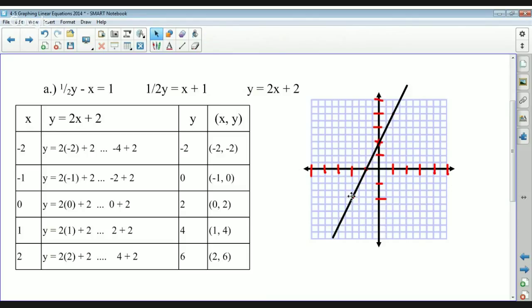So for every 1 I went to the right, I went up 2. I went 1 right, up 2. 1 right, up 2. We get this because of our equation 2x. What that 2x means is for every 2 we go up, we're going to go right 1. Or the other way I said it, right 1 and up 2, because our denominator is 1.